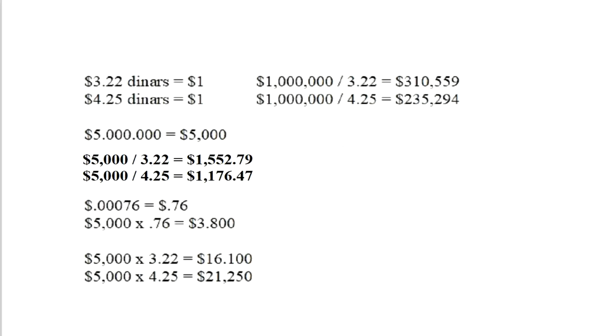But over here, remember, the exchange rate right now is 0.00076, which equals 0.76 after you take the zeros off. So my 5,000 times that would give me at least $3,800. Now, what you're hoping is that it gets up to those exchange rates we're talking about, the 3.22 or 4.25. For 3.22, I get $16,100. For 4.25, I get $21,250. No, you're not a millionaire, but it's better than nothing.